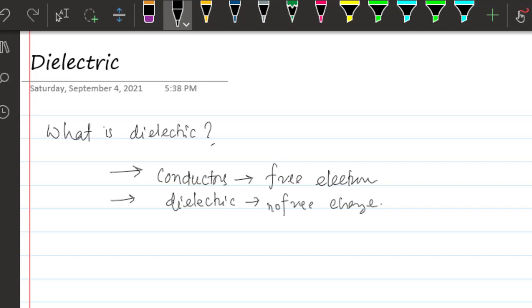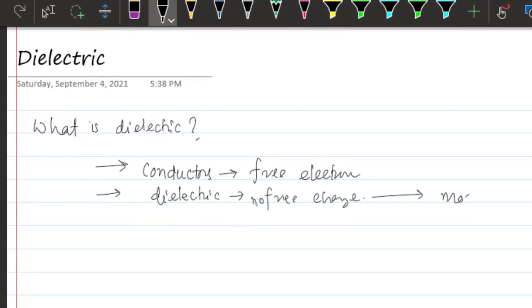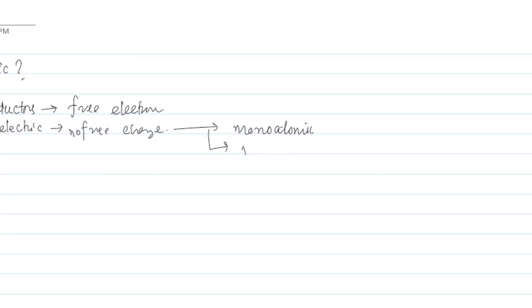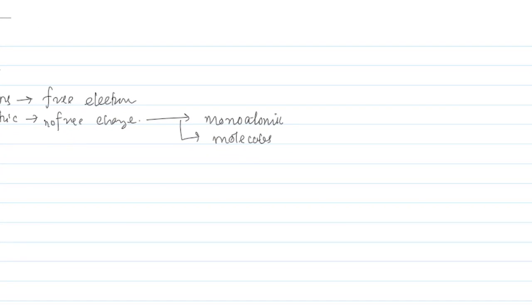In the case of dielectrics, we can have a monoatomic dielectric material, or it can have molecules, different molecules. In the case of monoatomic dielectrics, there is only one type of atom. Plastic is obviously not monoatomic, but if some material is monoatomic, that means it is an elementary material.